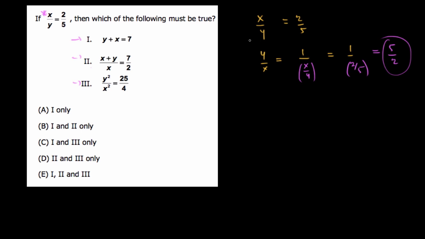Anyway, these are the two inferences I can draw based on the hypothesis that I'm given. The first one says, based on this, y plus x equals 7. Is this true? There's really nothing I can say about the sum of x and y just based on what I'm given here. It's impossible to establish such a relationship, so I'm going to put a question mark here. Now for the next one, you have (x plus y)/x equals 7/2.